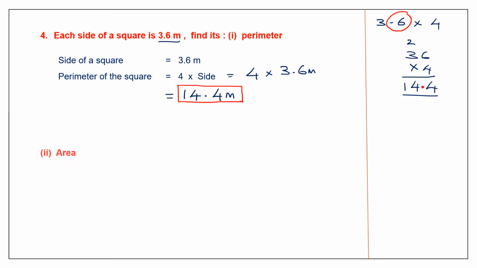Now the second thing that we need to find is the area. Again, we are going to use the side given to us and find the area. The side of the square is 3.6 meters.